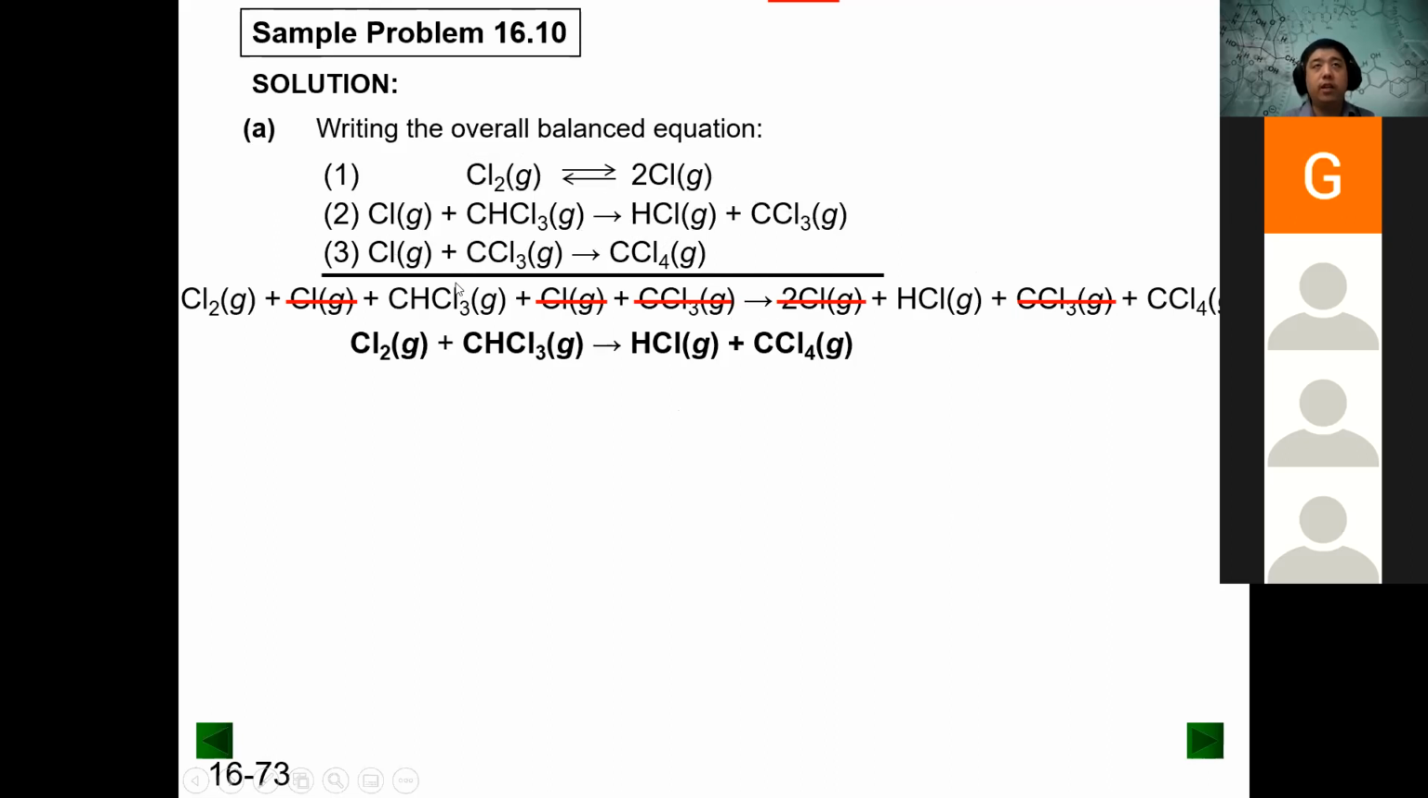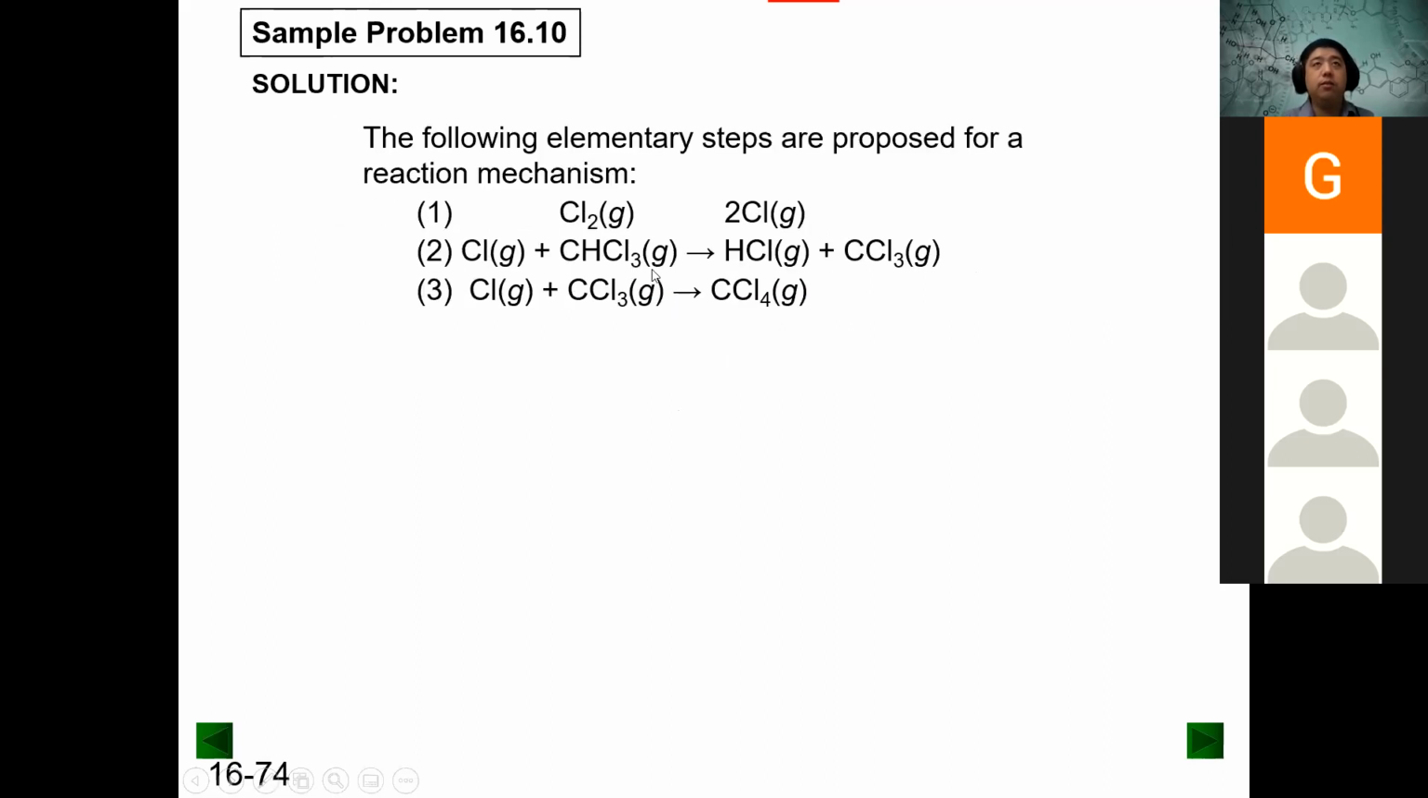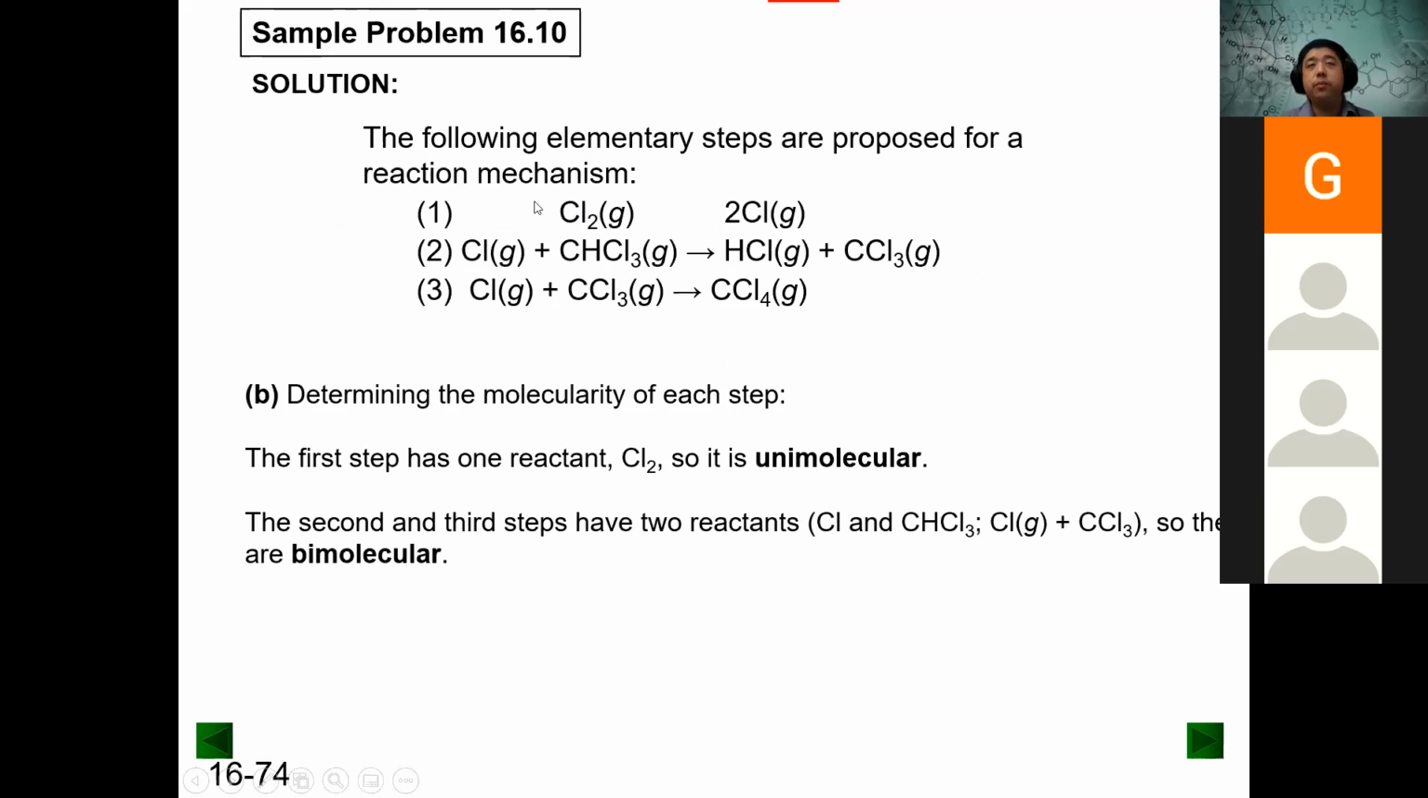Okay, with that said, it wants you to go ahead and identify the molecularity of each one of these. Very simply, first one right here, I have Cl2, okay? It's just one chlorine, so it's unimolecular. Second one, there is Cl and then CHCl3. So we need to factor that in. That's 2 of them. So that's bimolecular. Cl and then CCl3. That's 2 of them. That's bimolecular.